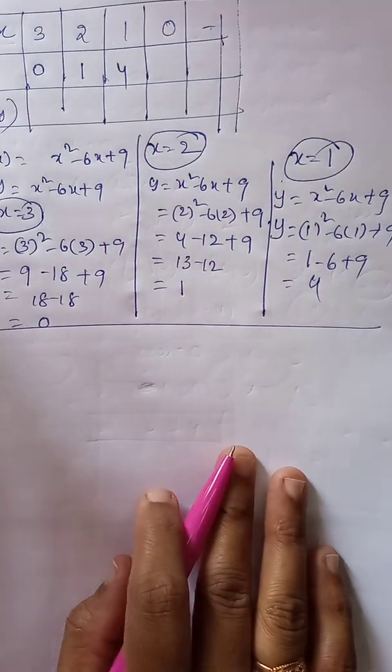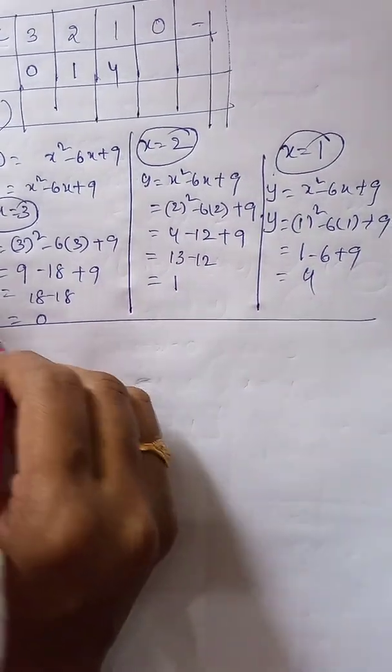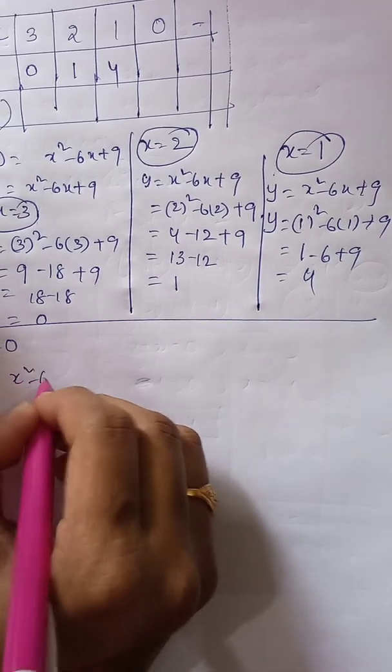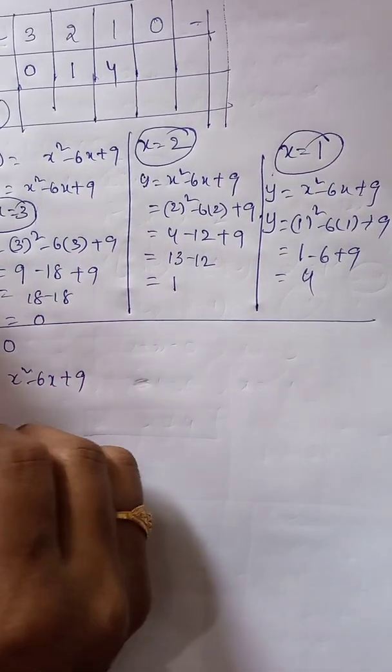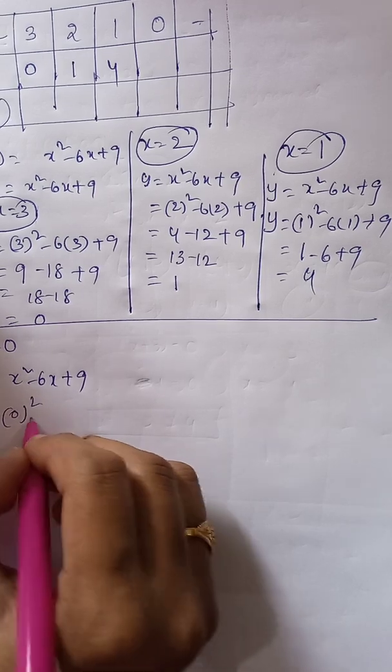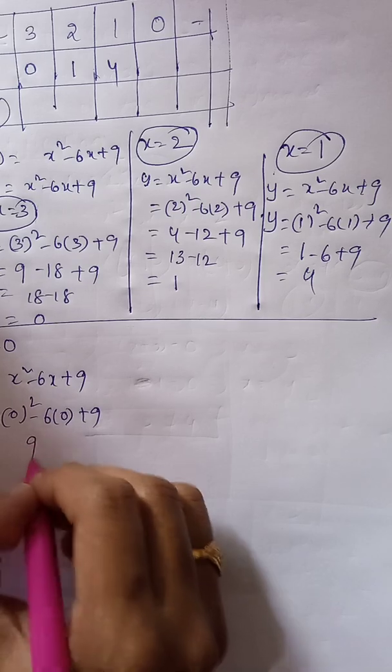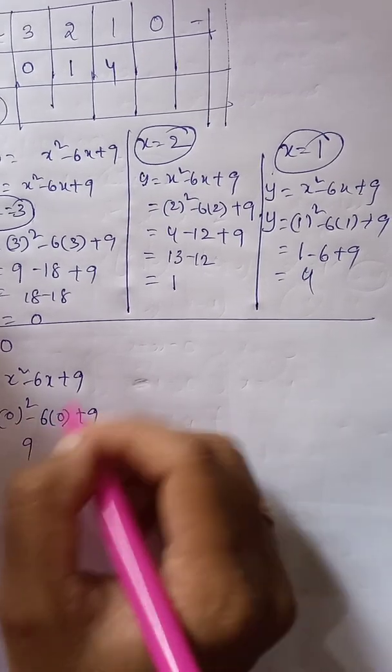Now substitute x value 0. y equal to x square minus 6x plus 9. y equal to 0 whole square minus 6 into 0 plus 9. So y equal to 9, the 0 plus 0 gets cancelled.